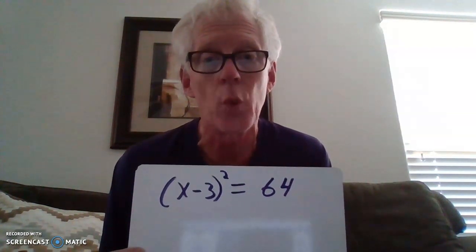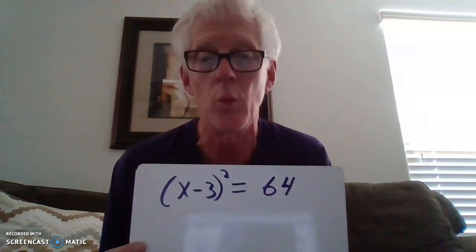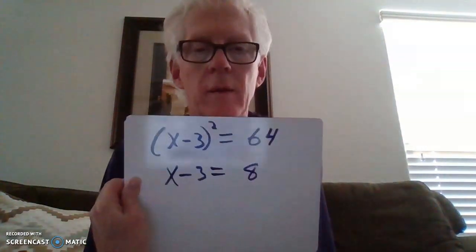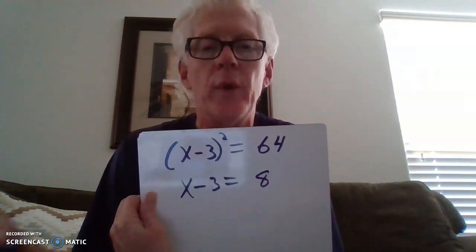So you will find the square root of both sides. And when you do that, you will get x minus 3 equals 8. Now, of course, when I say 8, this might be where the problem happened. It's really plus or minus 8. Positive 8 and negative 8.